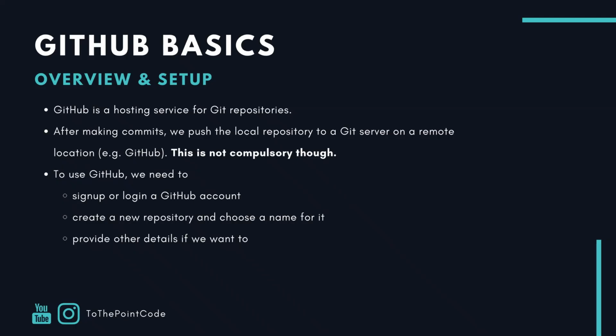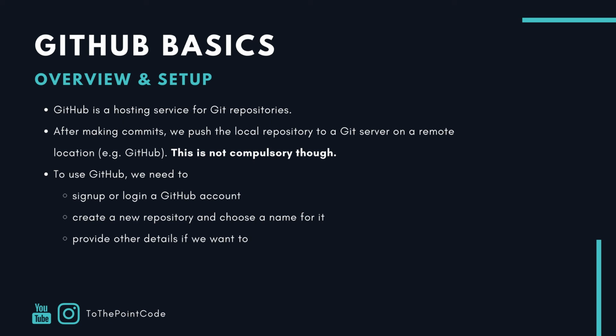So as we mentioned earlier on, GitHub is a hosting service for our Git repositories. So that is, GitHub makes our Git repositories remotely accessible. So typically, after we've made changes in our local Git repository and committed these changes, we want to push our local repository to a remote Git server. An example of this is GitHub. Now we say this is not compulsory. This is because we can perfectly work with our local repository on our PC without pushing the code anywhere, and we can get access to all the essential features of Git.